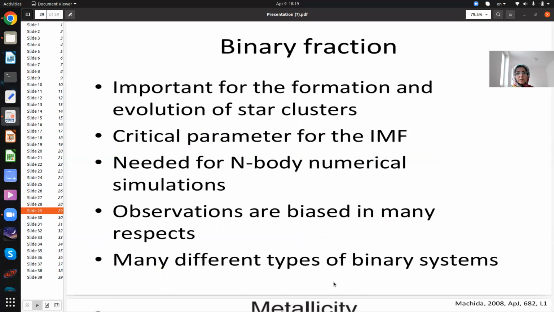Binary fraction is important for the formation and evolution of star clusters. It is a critical parameter for the initial mass function, or IMF. It's needed for N-body numerical simulations. Observations are based in many respects on many different types of binary systems.